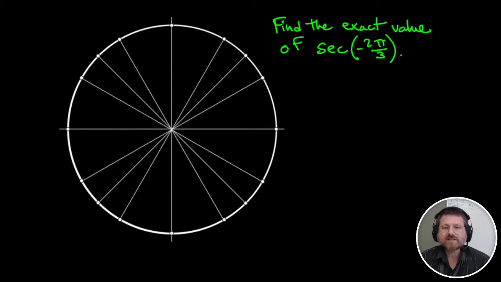So let's suppose we want to find the exact value of a trig function, and it could be any of the trig functions. I'm going to do secant in this example. The first thing is to look at the angle and to make sure you understand what the angle represents.